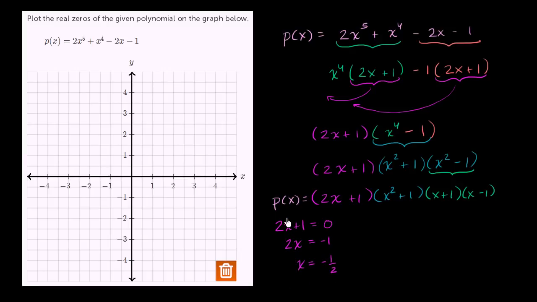So when x equals negative 1/2, or one way to think about it, p of negative 1/2 is 0. So p of negative 1/2 is 0. So this right over here is a point on the graph, and it is one of the real zeros.